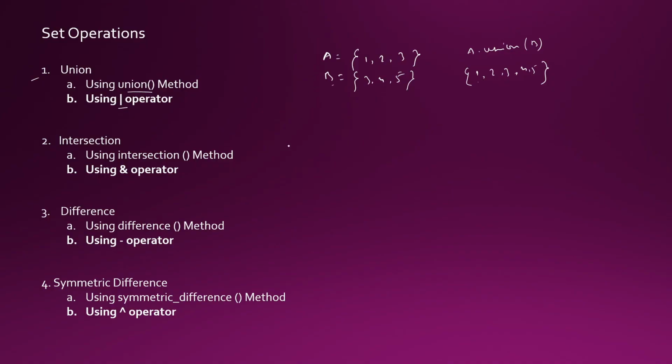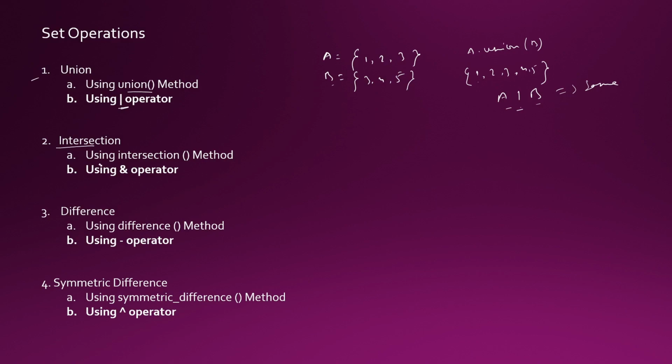Next is the pipe operator. We can perform this just like this: instead of using dot union, if you write A pipe operator B, then it will give me the same answer.